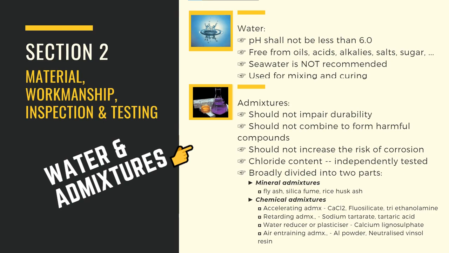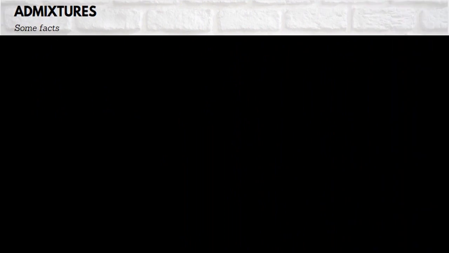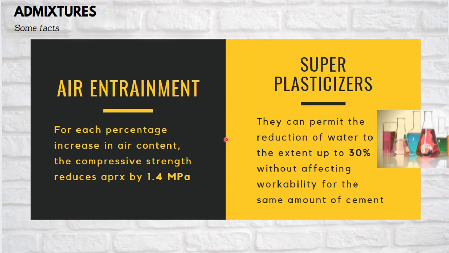Now let's move on to some facts about admixtures. Air entrainment admixture: by air entraining the concrete, there is some reduction in the compressive strength. How much? For each percentage increase in air content, the compressive strength reduces approximately by 1.4 MPa, megapascal. In case of air entraining admixture.